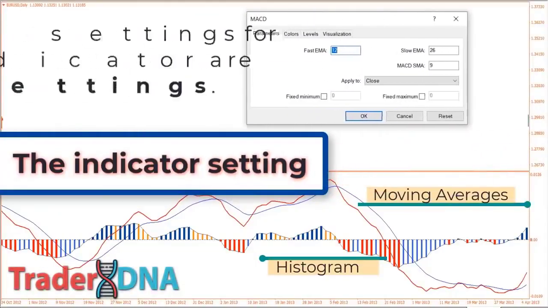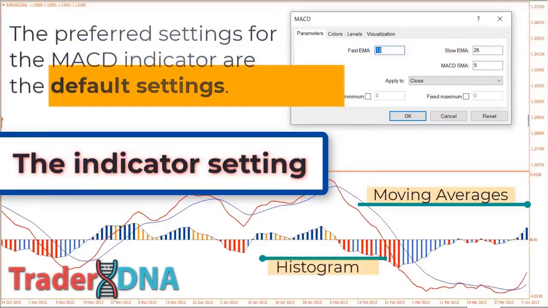What about the indicator setting? The preferred settings for the MACD indicator are the default settings.